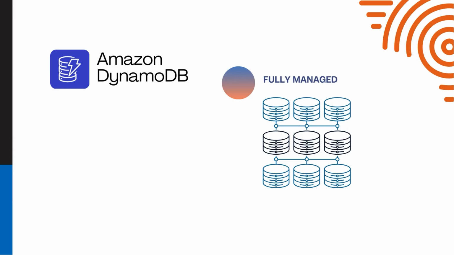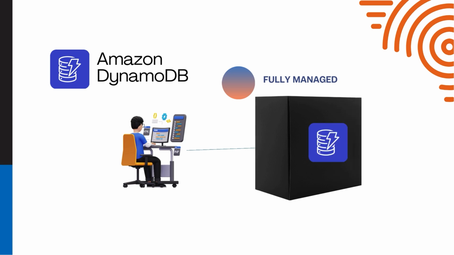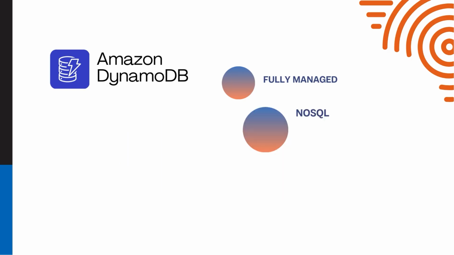With a fully managed service like DynamoDB, all these concerns will vanish. Think of it as a black box. You focus on your application and AWS handles all the configurations. It dynamically adjusts resources like storage, CPU, and memory based on your needs, ensuring optimal performance without any manual intervention.